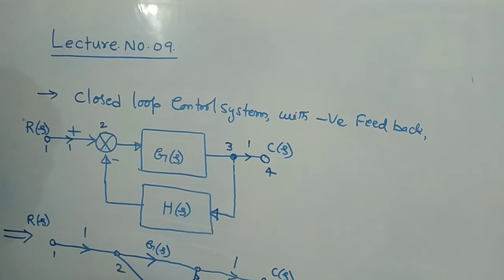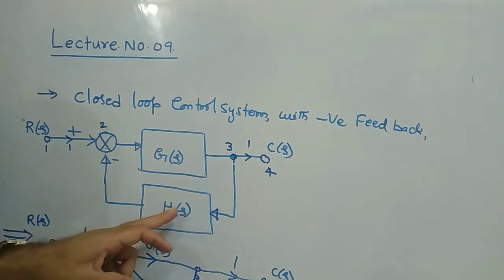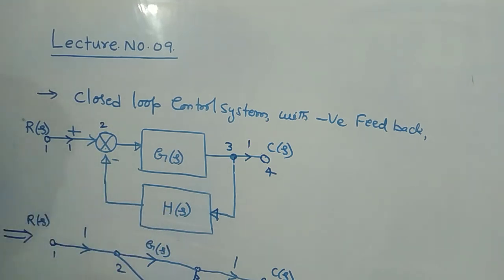So 3 to 2 you represent like this. Give an arrow mark in reverse, then you give H of S here, and it is reaching the minus sign, therefore minus will come here. This is the signal flow graph of that block diagram.